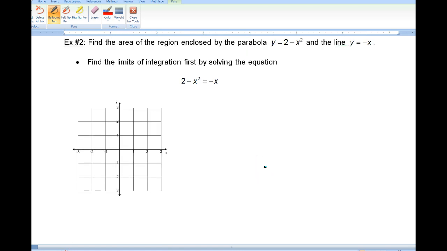I didn't give you the graph, but we should be able to graph this pretty easily. y equals 2 minus x squared. If I rearrange it and make it negative x squared plus 2, it's a downward curve, a parabola, shifted up by two. And then negative x, what's that?